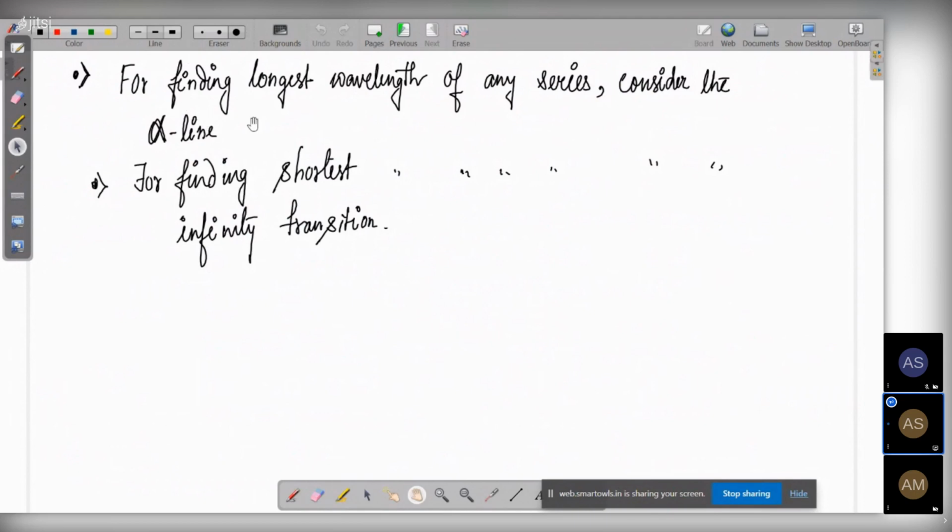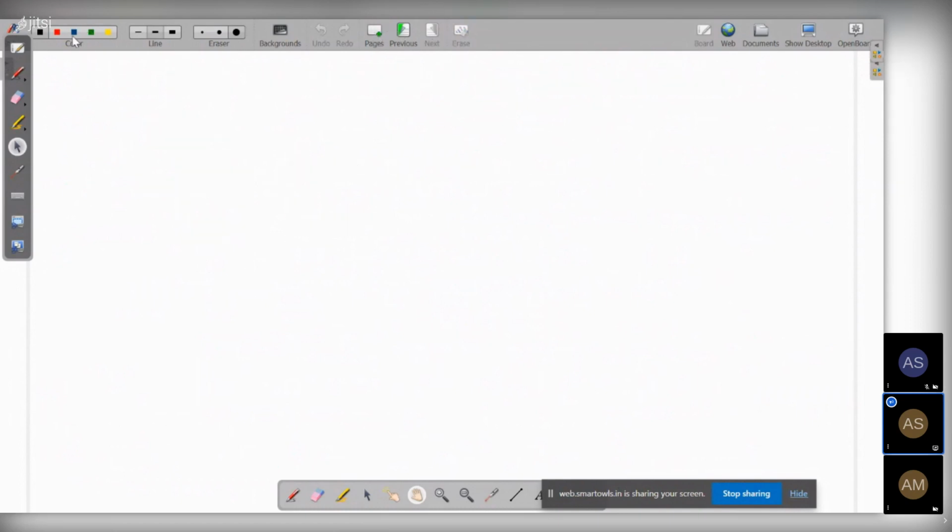So let's take another sum. This will also be of a different type. Suppose now it says what optical transition?